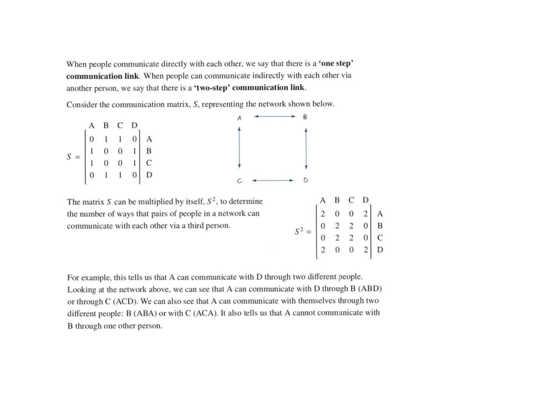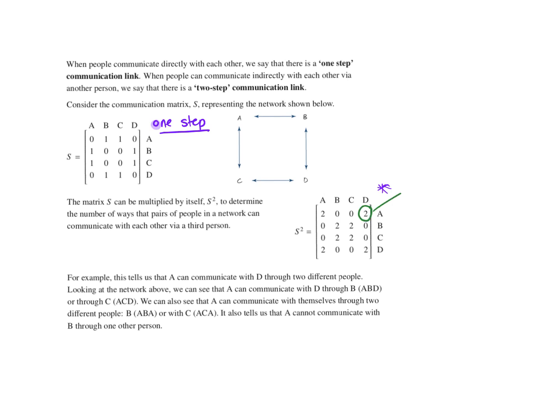All right, let's go here. When people communicate directly with each other, we say there is a 1-step communication link. When people can communicate indirectly with each other via another person, we say that's a 2-step communication link. So it says, consider the situation before. Here they've written out the 1-step, which is just who can directly talk to each other. Then they've squared that and they've got this. Okay, let's have a look at one of the numbers. I'm going to look at this number here.